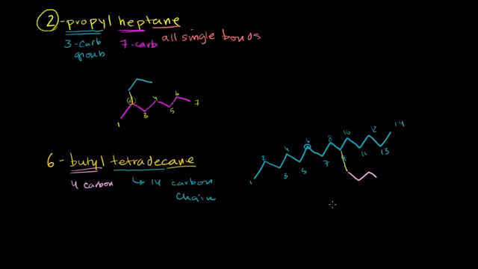The reason why you won't ever see that written is because there's a better way to number it. Instead of starting at 1 at this end, you'd want to start 1 at that end. So instead of saying 9-butyl tetradecane, you should number it the other way: 1, 2, 3, 4, 5, 6. So this is actually also 6-butyl tetradecane. Instead of starting from the left and making this the 9th carbon, you always want to start numbering from the direction that has the lowest number for the first group.